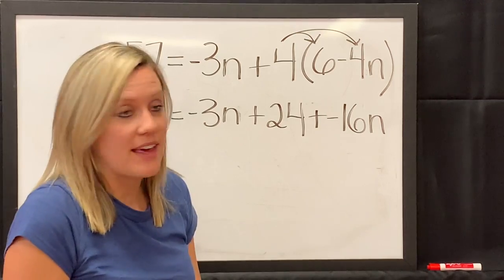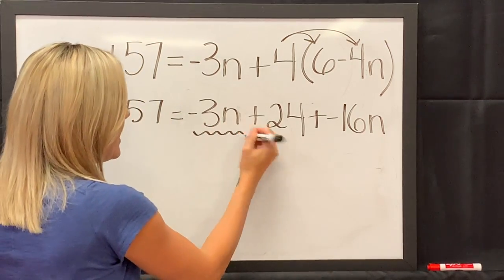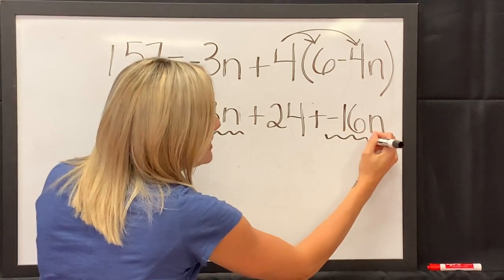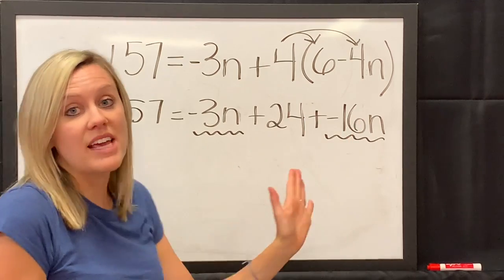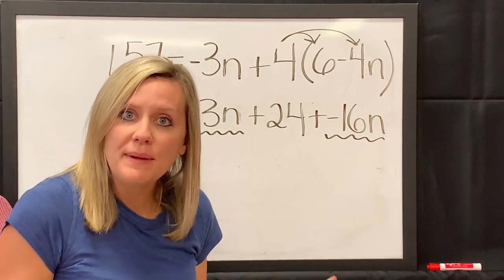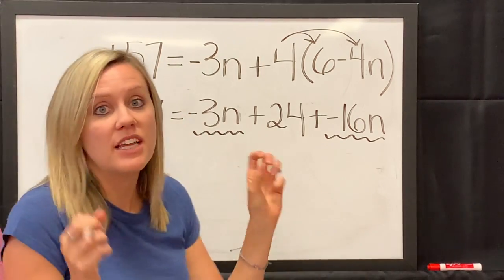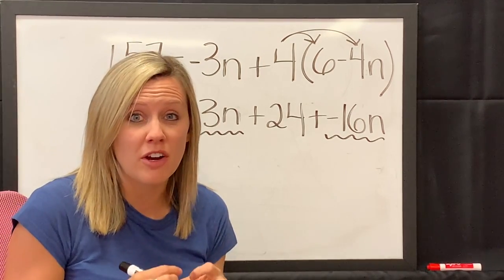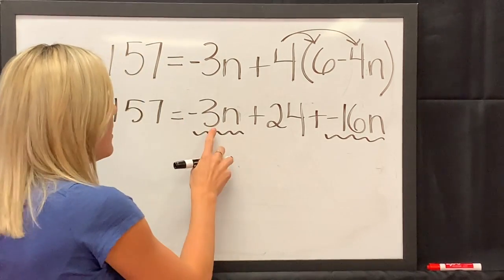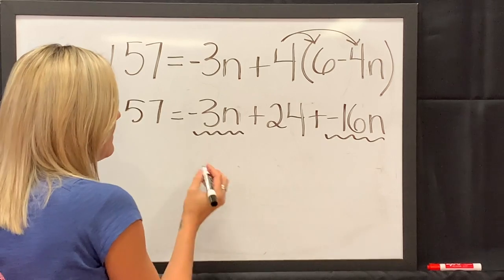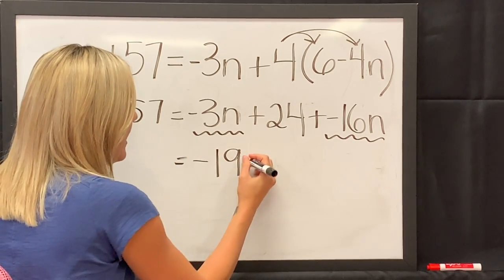Means the same thing. Okay, so at this point, I see that I have a -3n and a negative 16n on the same side of the equal sign. And when that happens, I can just combine those. Just remember, a negative and another negative, when you add those together, is going to give you an even greater negative. So this negative 3n and negative 16n are going to combine to negative 19n.